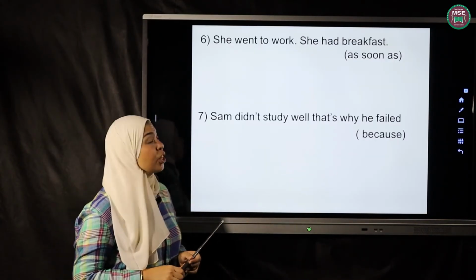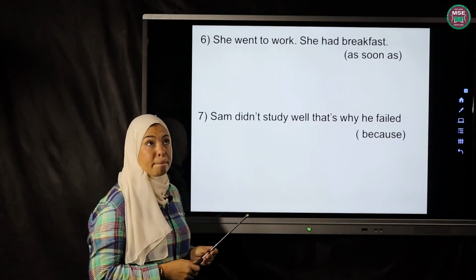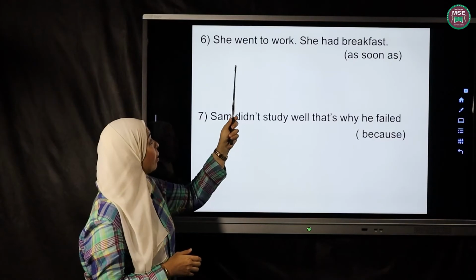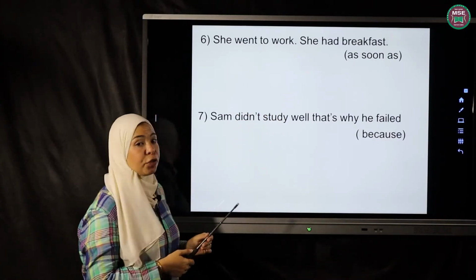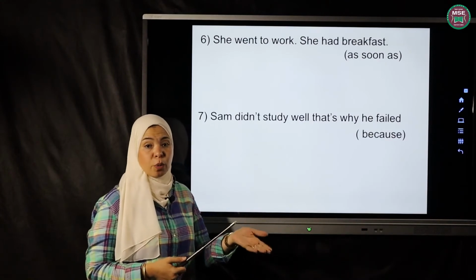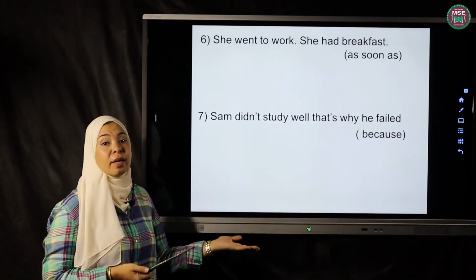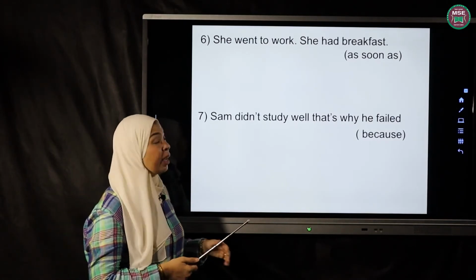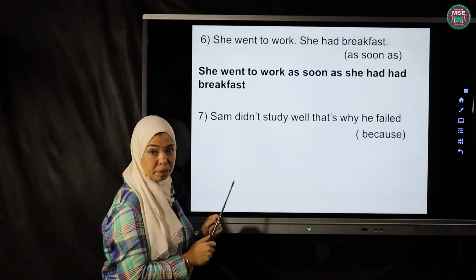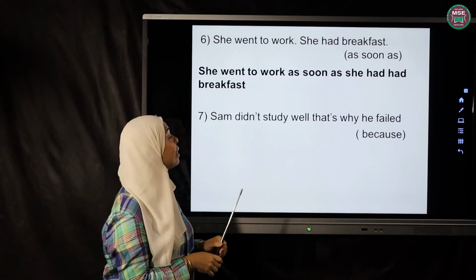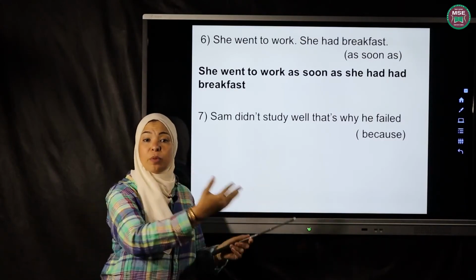She went to work. She had breakfast. Rewrite using as soon as. Here, it's not a must to start by this one or that one. It's up to you. Okay? Some people prefer to have breakfast then go to work, and other ones prefer to go to work and have breakfast over there in their workplace. It's up to you. So let's apply the rule. She went to work as soon as she had breakfast. I prefer it to be like this because we usually have breakfast, then we go to work.